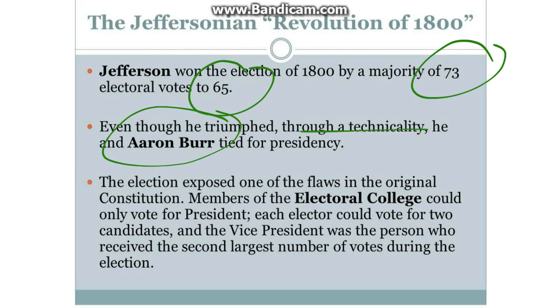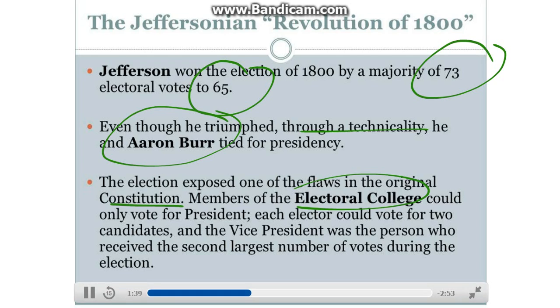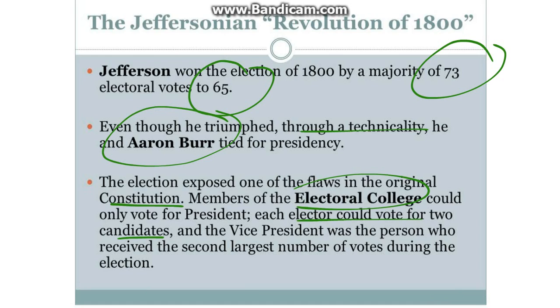The election exposed one of the flaws in the original Constitution. Members of the Electoral College could only vote for president. Each elector could vote for two candidates, and the vice president was the person who received the second largest number of votes during the election.